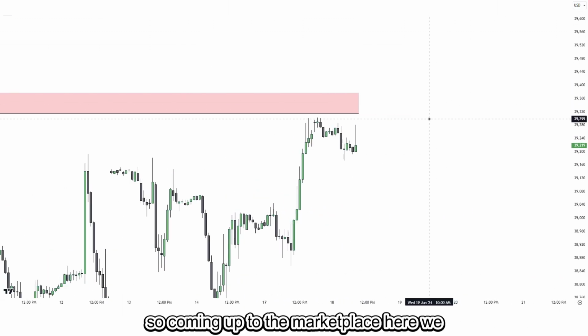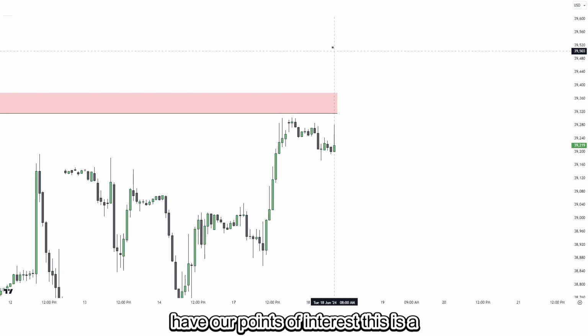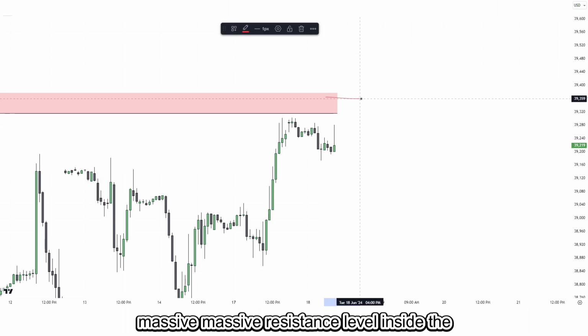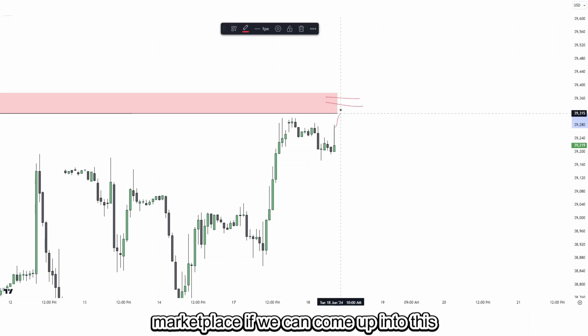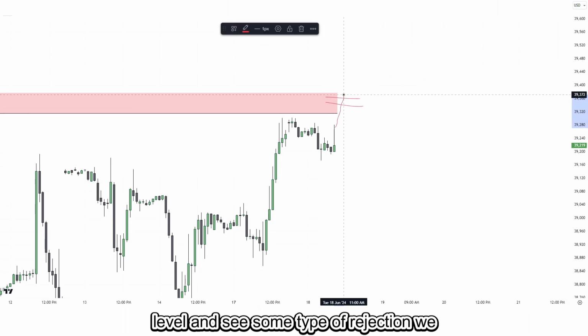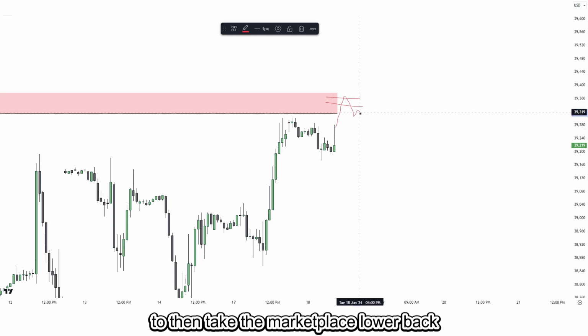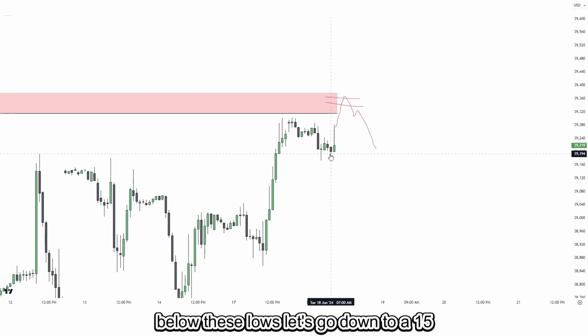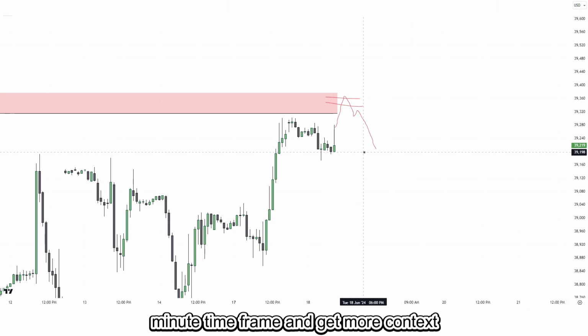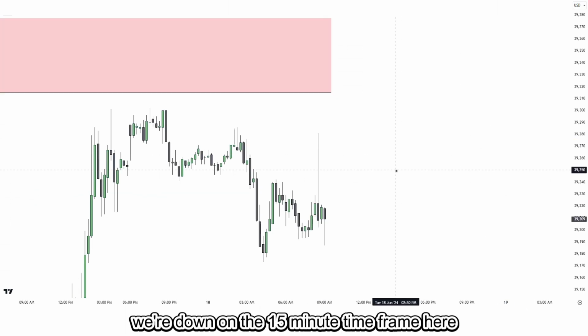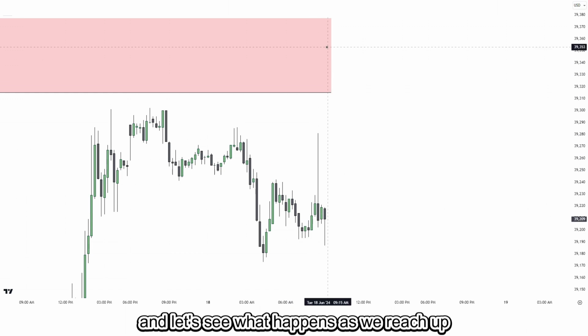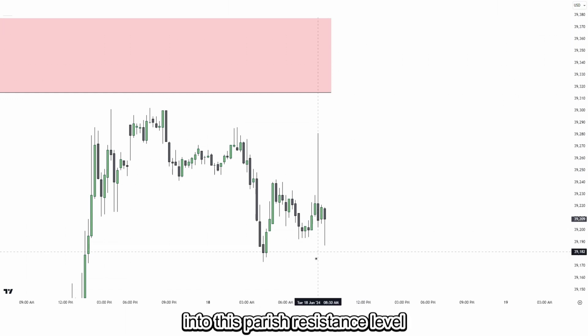So coming into marketplace here, we have our points of interest. This is a massive resistance level inside the marketplace. If we can come up into this level and see some type of rejection, we want to look for the inversion fair value gap signature to then take the marketplace lower back below these lows. Let's go down to a 15-minute time frame and get more context. We're down on the 15-minute time frame here, and let's see what happens as we reach up into this bearish resistance level.